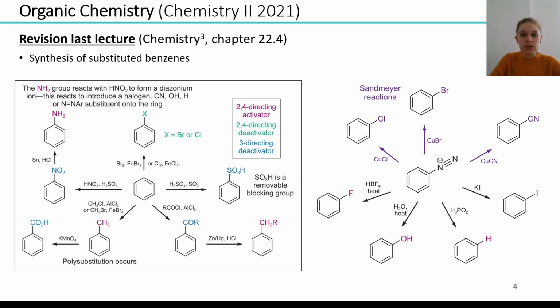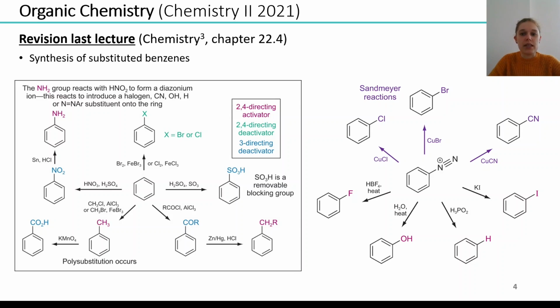And also important for the synthesis of substituted benzenes is the order of the substitution. We need to consider which substituent should be introduced first in order to achieve the desired product. And if the substitution yields a mixture of different structural isomers, then we can easily separate those, for example, by distillation, as structural isomers have different physical properties.